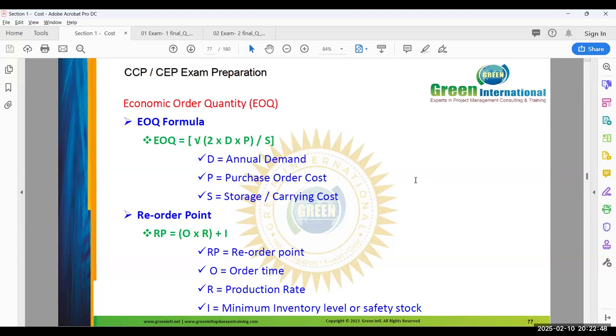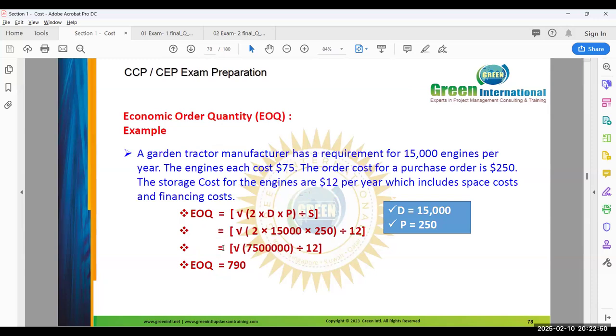Okay. This is one question. A garden tractor manufacturer has a requirement of 15,000 engines per year. Each engine costs $75. The order cost of the purchase order is 250. The storage cost is 12 per year, which includes the cost and the finance cost. So what is the economic order quantity?